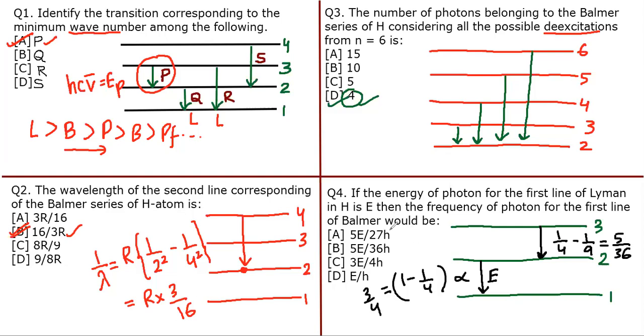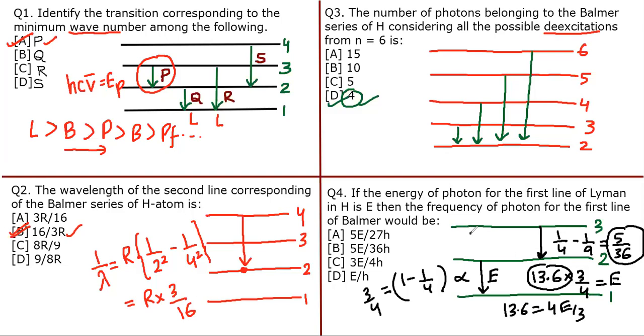And you also need Planck's constant, right? So there is another method if you want to try. You can say this is 13.6 into z square, that is 3 by 4, which is basically equal to E. So you get the value of 13.6 from here, which is equal to 4E by 3, right? Now you use this 13.6 in this. If you multiply 5 by 36 into 4E by 3, then you'll get 5E by 27.